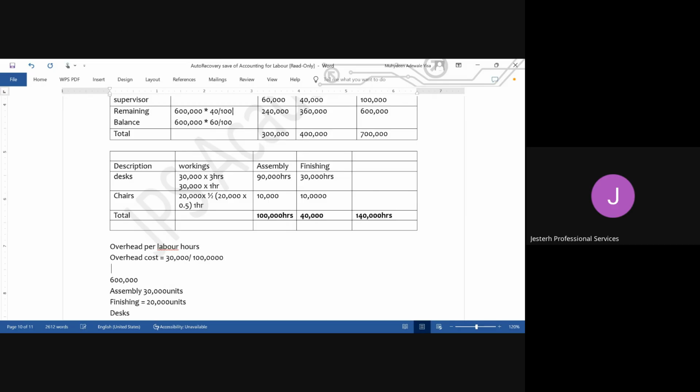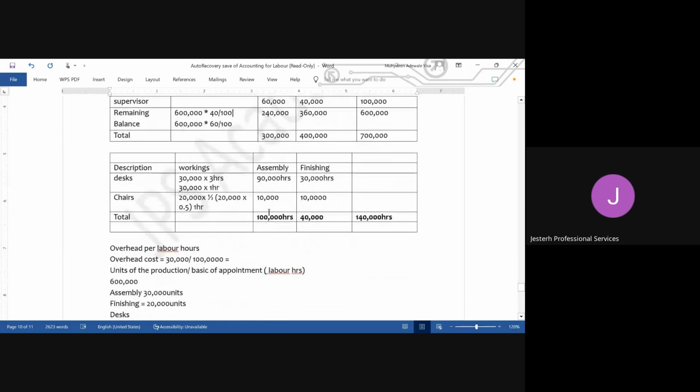Remember, I told you that if it is based on labor hour, it will be the units of the production divided by the basis of apportionment. And our basis of apportionment here is labor hours. So I believe we are getting these things now. Our basis of apportionment here is labor hour based on our department. So when we divide this, give me a few minutes, please. Let me get this very well so that I will not get us confused.